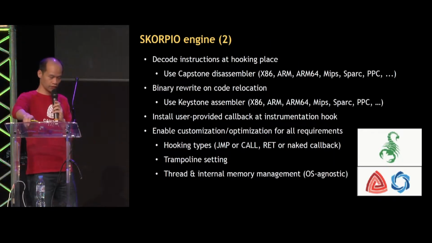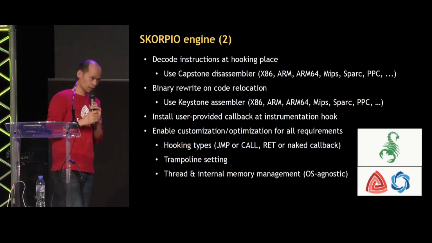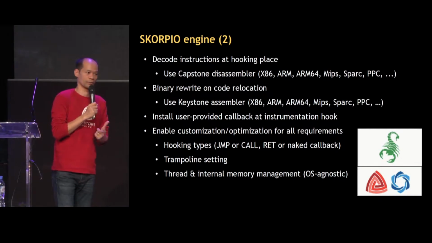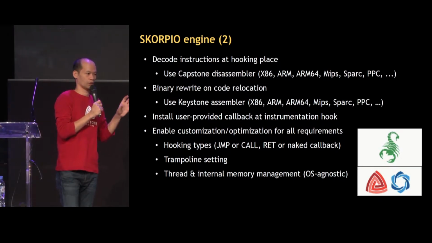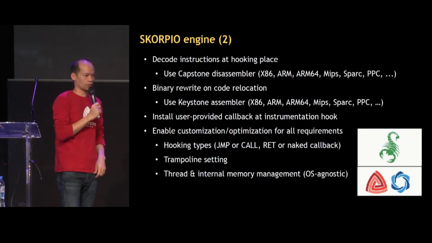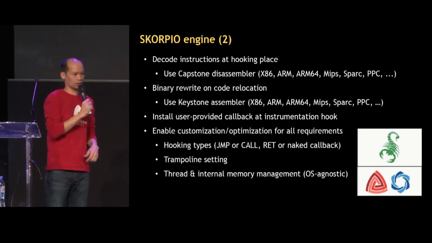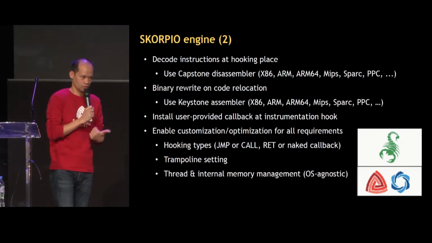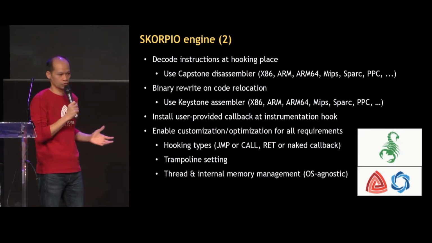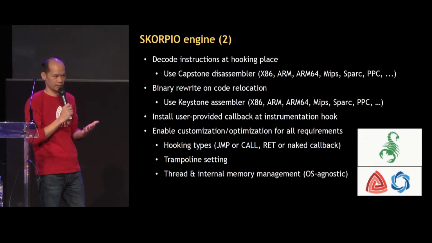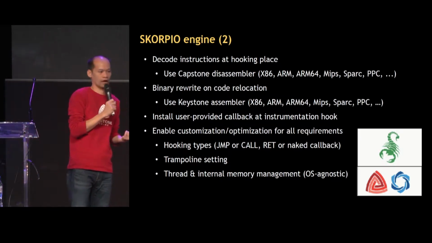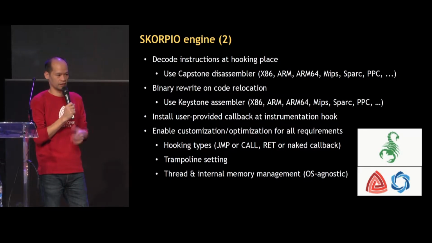So to do that, we need a disassembler, right? So Scorpio needs to decode the instruction at the hooking place, so it can copy the right instruction out until the right boundaries. For this step, we use the Capstone disassembler, because Capstone already supports all CPUs. So Scorpio also supports all CPUs like Intel, ARM, ARM64, MIPS, PowerPC, Sparc, and so on.